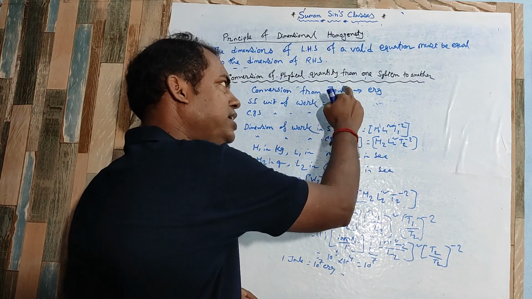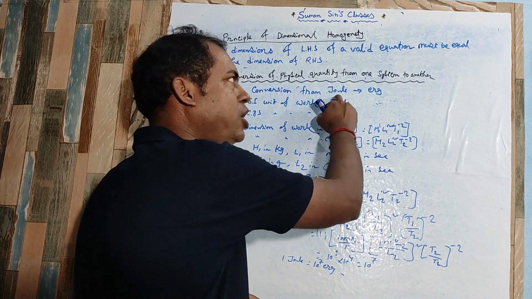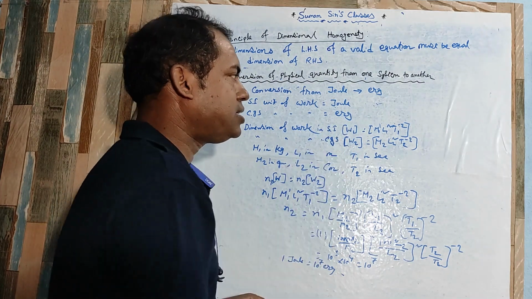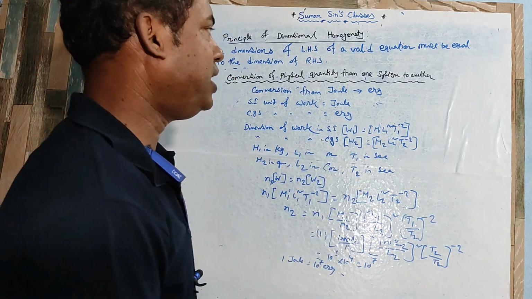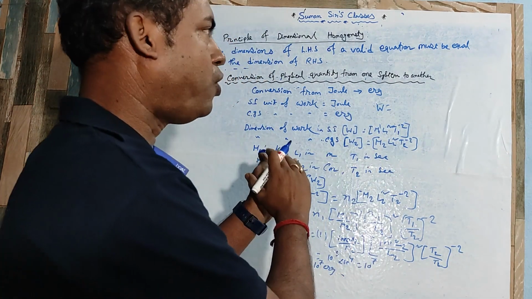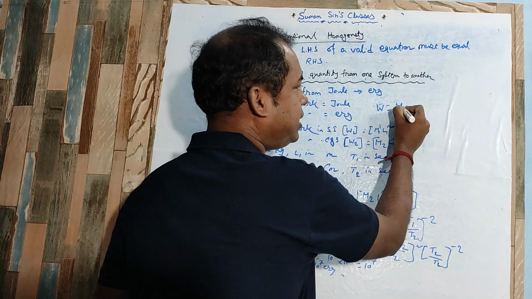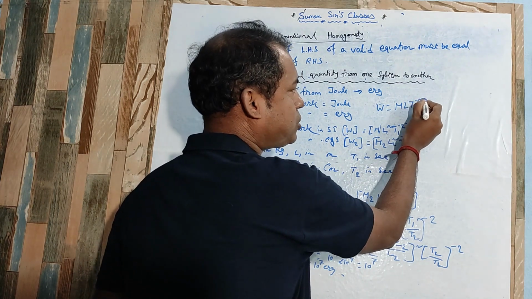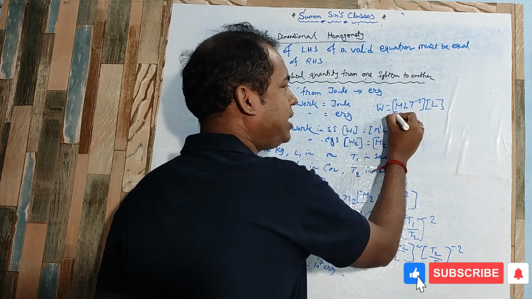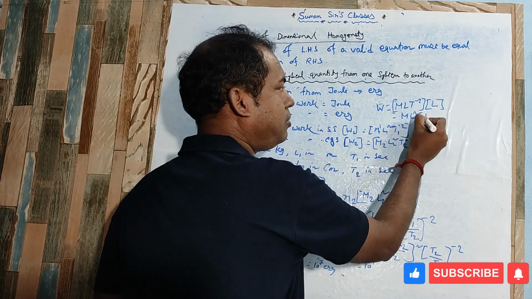That is joule, the value of joule is given, and we can convert it into erg. So, the dimension of work in the SI system: work done W equals force into displacement. What is force? That is M L T to the power minus 2. This is force and it is multiplied with the displacement. So that is M L square T to the power minus 2.